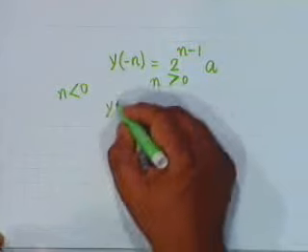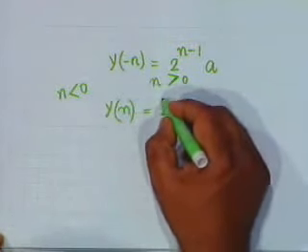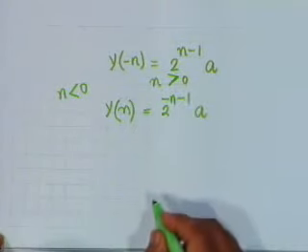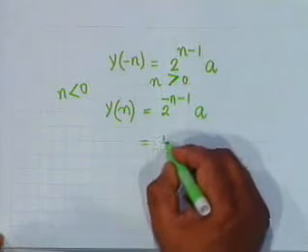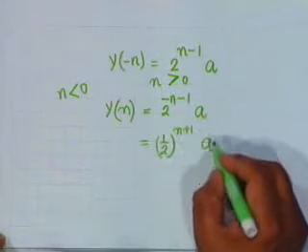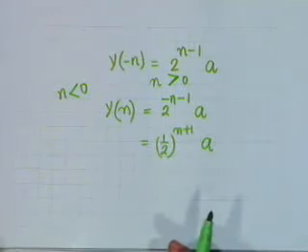Now if I write for n less than 0, then I should write y of n as equal to 2 to the power minus n minus 1 times a, which I can write as half to the power n plus 1 times a. Agreed? This is the equation for n less than 0.